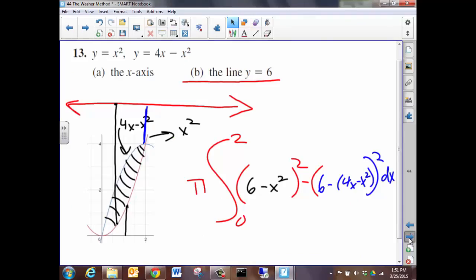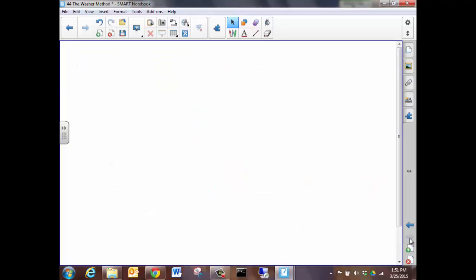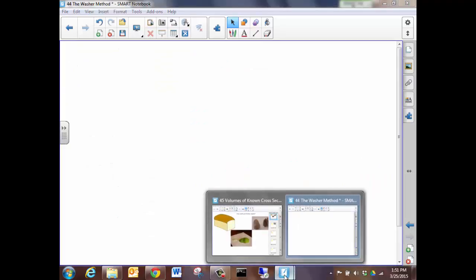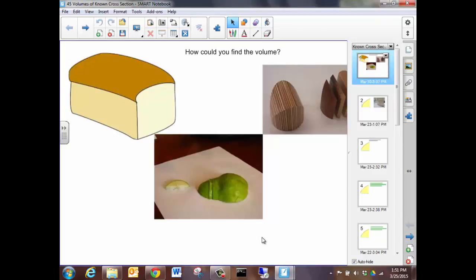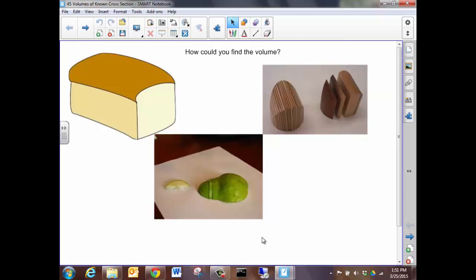Okay. Well, let's talk about the final piece of the puzzle today. Yes, I didn't bring any for you to eat, okay? But what about finding the volumes of things that you can't make by rotating it around?